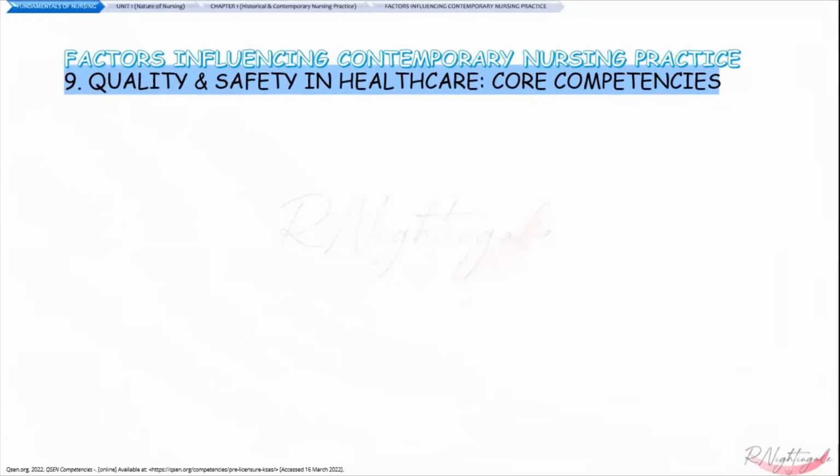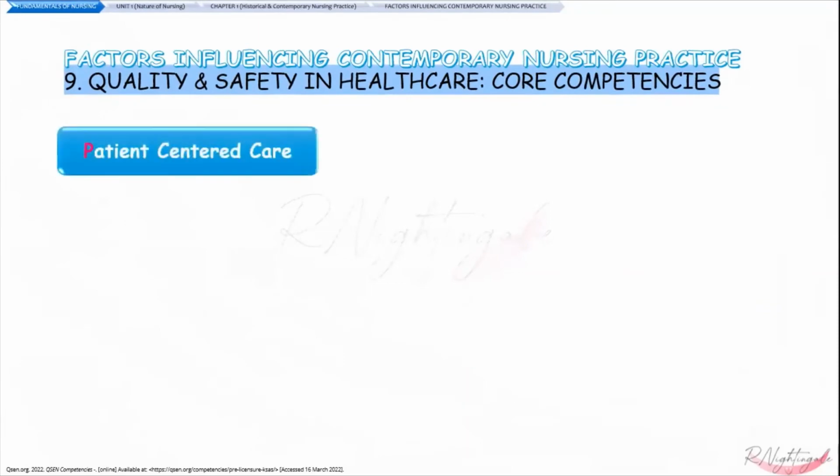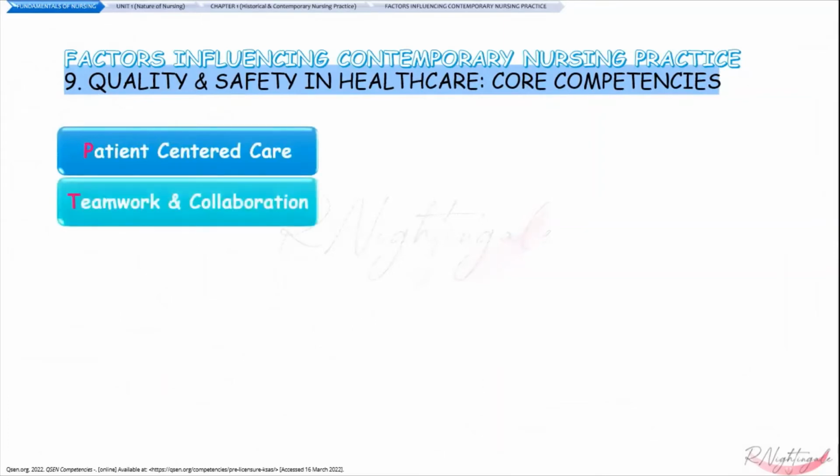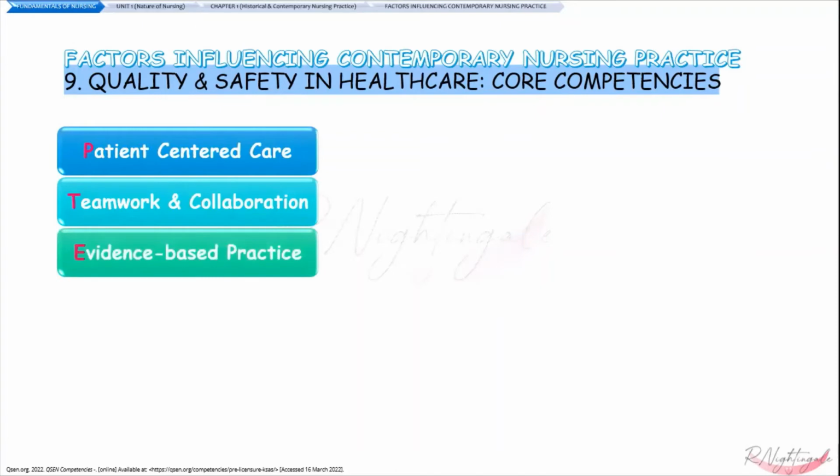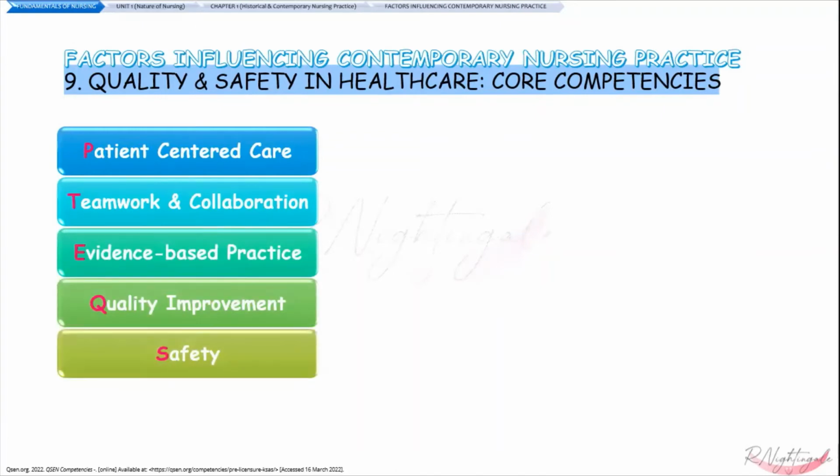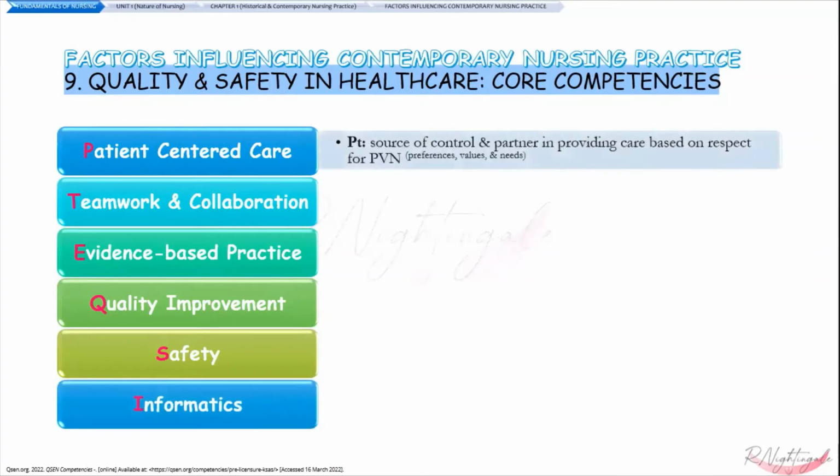And I'll give you here their definitions. Okay, starting from patient-centered care, teamwork and collaboration, evidence-based practice, quality improvement, safety, and informatics. So these are the definitions of core competencies according to their website. Patient-centered care recognizes the patient or the designee as a source of control and full partner in providing compassionate and coordinated care based on respect for patients' preferences, values, and needs.